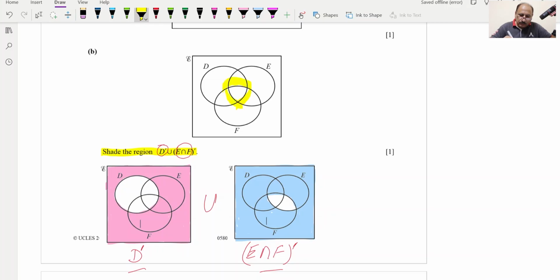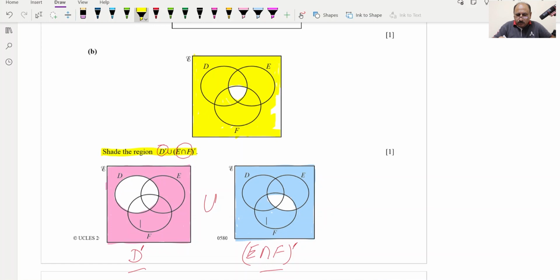Only this portion is not shaded in both. The rest of everything is shaded in one of them, either first drawing or second drawing. So in union we are taking, union means without repetition, we are taking all the parts. So we will be including all shaded parts in any of those two drawings. So this white portion which I'm leaving is unshaded in both of these drawings.